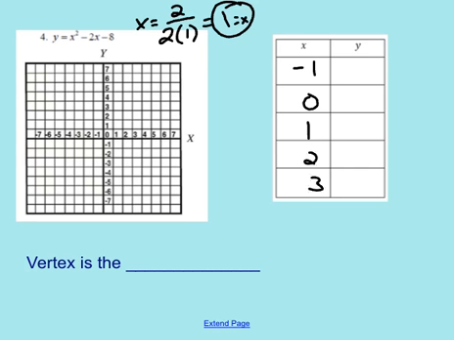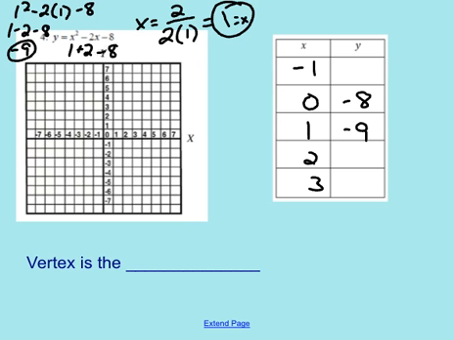Now, I got to substitute those in. So for 1, it'd be 1 squared minus 2 times 1 minus 8. It'd be 1 minus 2 minus 8. That's going to be a negative 9. I'm really good at the 0 ones because it's 0 minus 2 times 0, which is 0, minus 8. Alright, negative 1 squared is 1. So negative 1 squared, that'd be 1 plus 2. Alright, so that'd be 3 minus 8. 3 minus 8 is negative 5. So negative 9, negative 8, negative 5. Let's make sure.